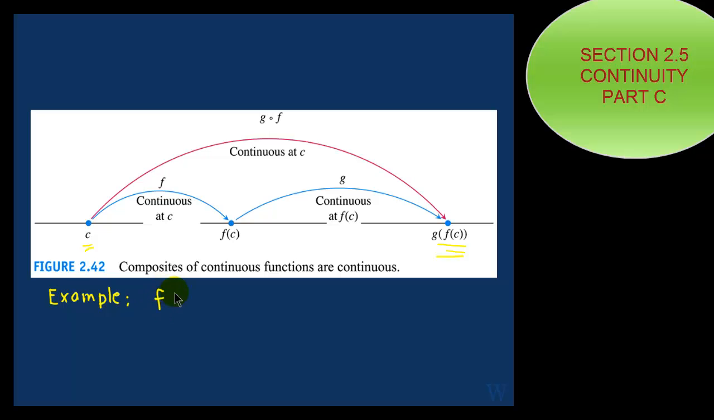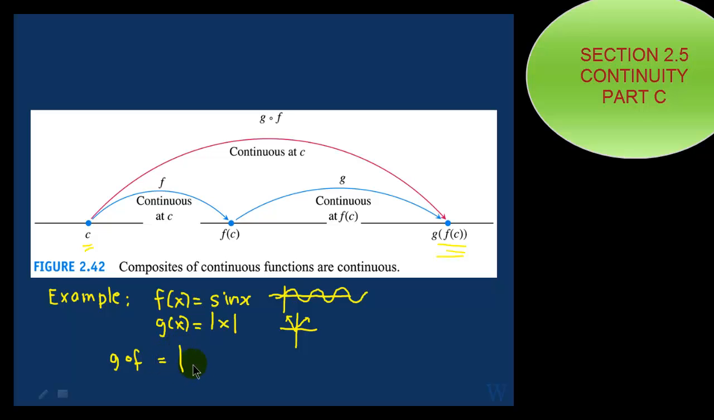Example, suppose f of x is sine of x, and g of x is the absolute value of x. Both of these are continuous, right? Remember the graph of sine of x, we just did it a while ago. And then the absolute value, and remember that it continues on. If I have g of f, what does that look like? I'm taking the absolute value of sine of x. Is this continuous?